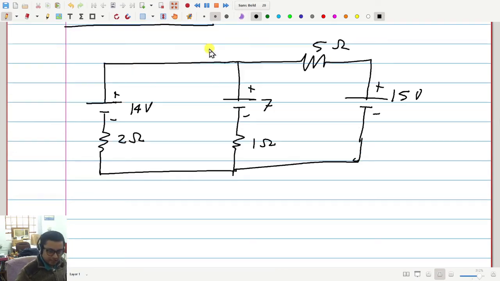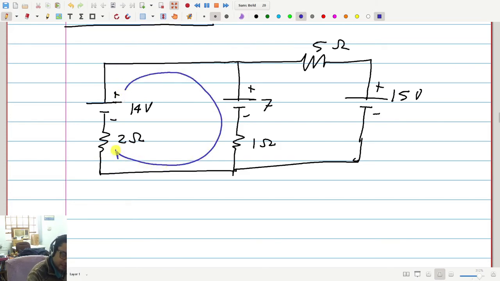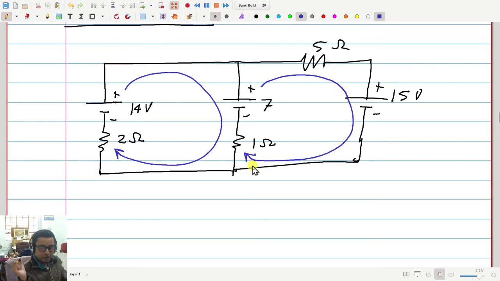Okay. Let me tell you how to do this. First of all, you see that this circuit has several closed paths. One is like this one. I'm drawing in blue ink. This is a loop or a closed path. In the same way, here is another loop. So there are several closed paths.